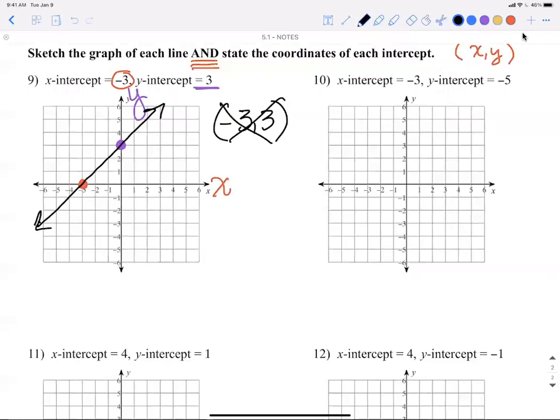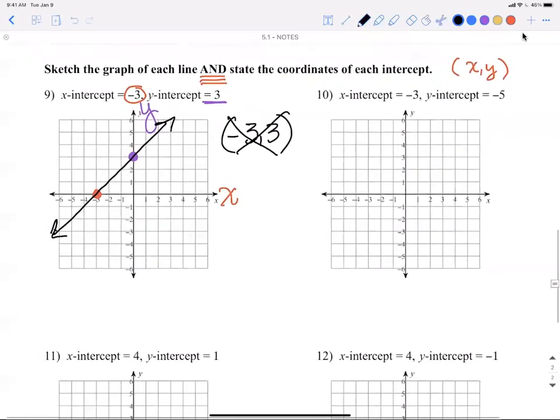All right. So notice the second half of our instructions said state the coordinates of each intercept. So for our X-intercept, the coordinates, we know the X value of the X-intercept is -3, but what's the Y value of that red point? Yeah, it's 0. You'll notice a pattern here.